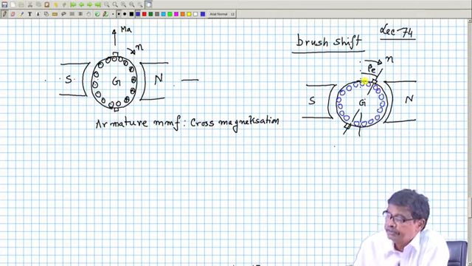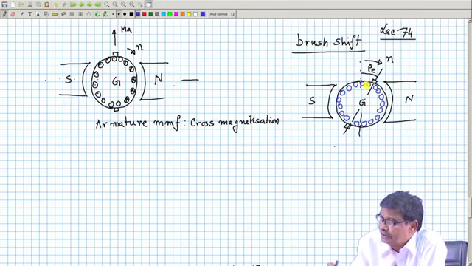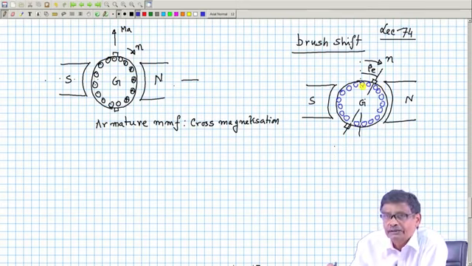Suppose a little brush shift is given. Now, most of the conductors here are under the influence of the south pole, that will dominate, and few conductors might have gone to the north pole, particularly the conductors which will be undergoing commutation. That is, I am training this conductor about what lies ahead already. So, it looks like the commutation process will be easier.